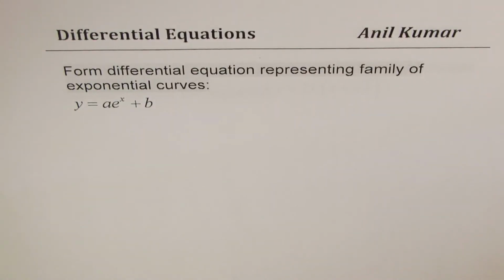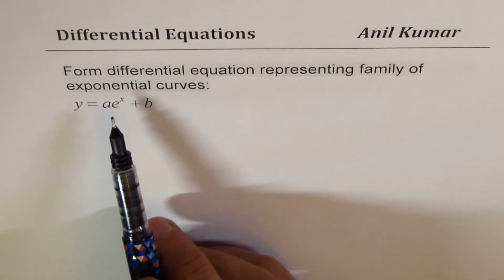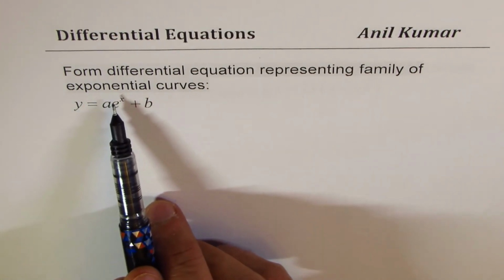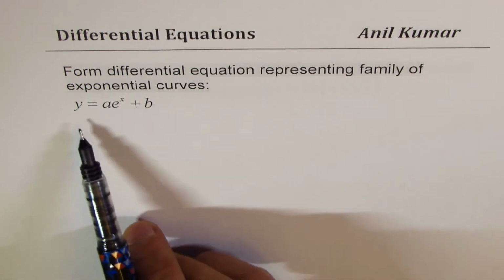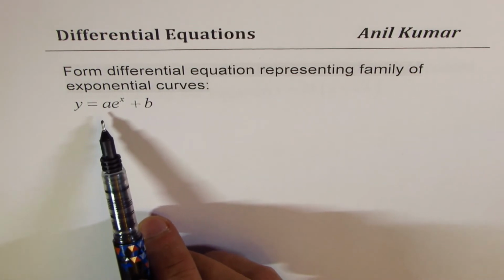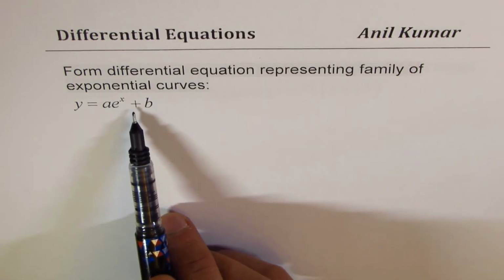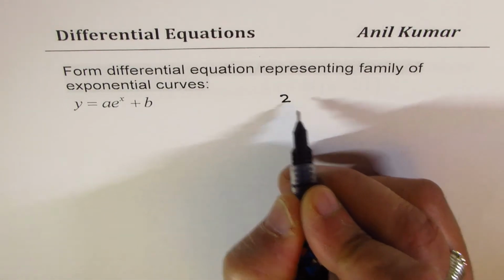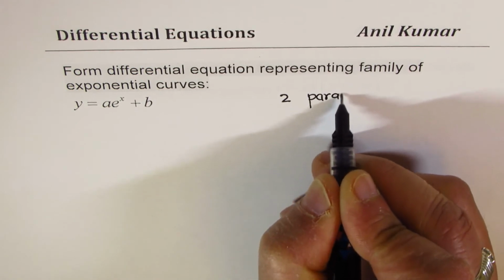You need to review some differential equations and derivatives concepts. That is all. Now let's look into the next example, where we have to form a differential equation representing a family of exponential curves, y equals a e to the power of (x + b). Now again, we have two parameters, right? We have two parameters here.